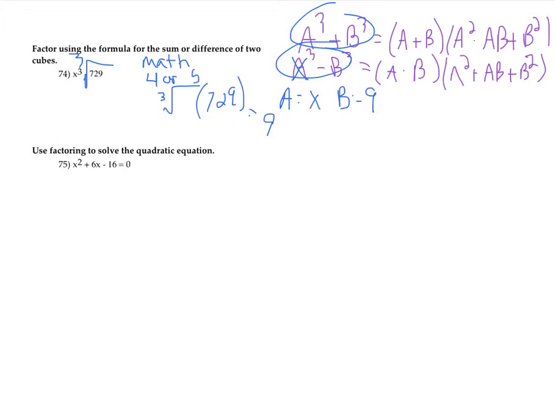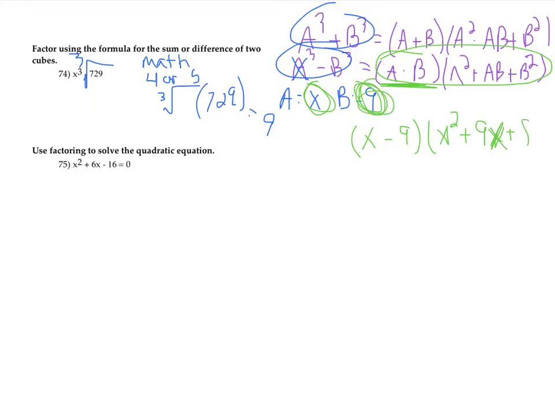Then what we do is we fill in this side. So we need to have A minus B. Well, A is x, B is 9. Okay, A squared, so that's x squared, plus a times b, so that's 9x, plus, what is b squared? 9 squared is 81. That's our answer. Make sure that you write those formulas down though, or you won't have them.